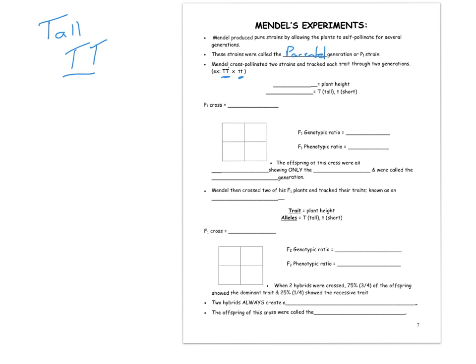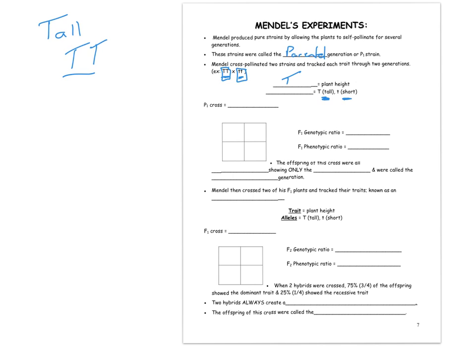We call them purebred, right? We do this with dogs and cats. We've got these purebred plants that we call tall. We have these purebred plants that are short. What happens if I cross these two? Plant height is going to be T. The symbol, the variable, is going to be T. So a tall one's going to be big T, and the short one's going to be little t.